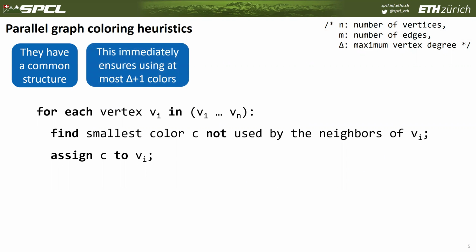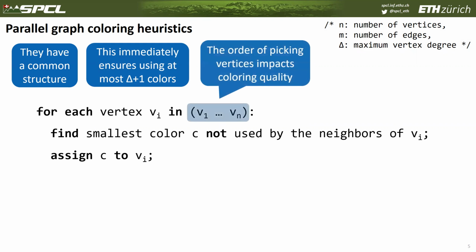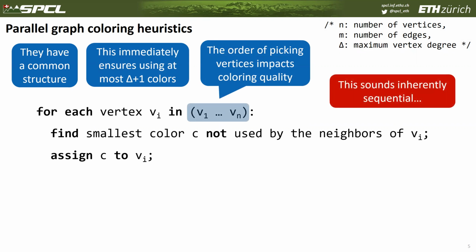So this immediately gives us the theoretical bound on the maximum number of colors to be used, namely maximum degree plus 1, because in the worst case, this vertex Vi will have delta neighbors previously in this order. So we need delta plus 1 colors in the worst case. And the order in which we pick the vertices impacts the coloring quality. Now this looks very simple, but also sounds quite sequential.